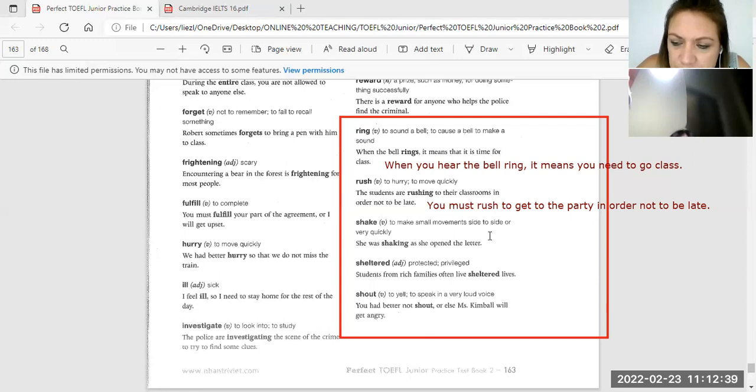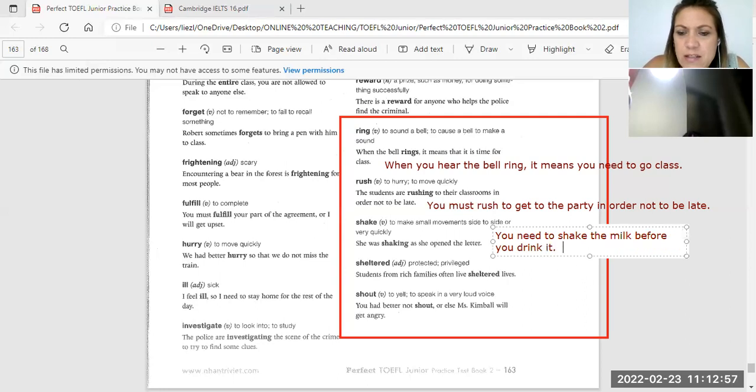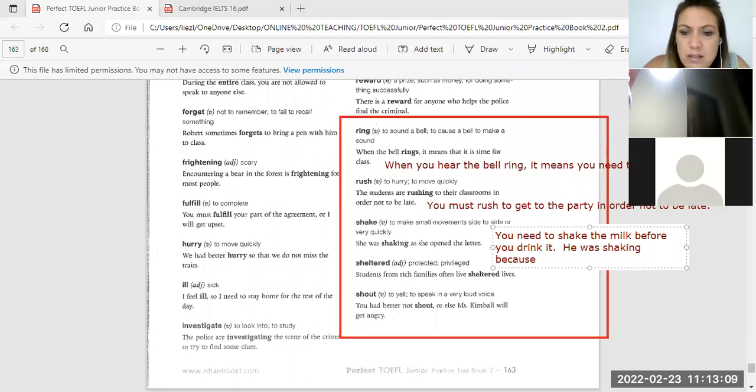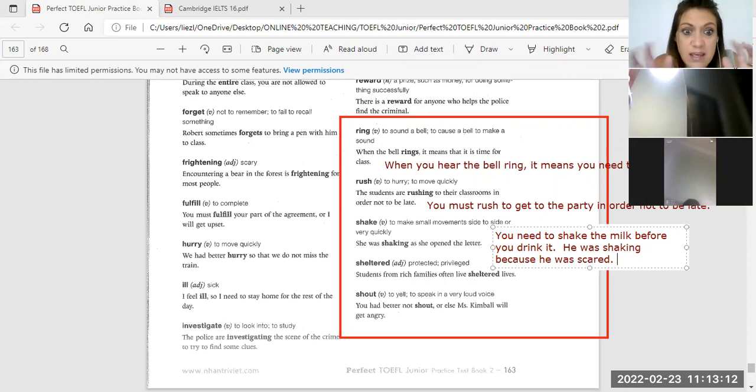He was shaking as he opened the present. Okay, and we can say you need to shake the milk before you drink it, or he was shaking because he was scared. Shaking, like shivers, like when you get cold, you shake. You need to shake the milk before you drink it. He was shaking because he was scared.